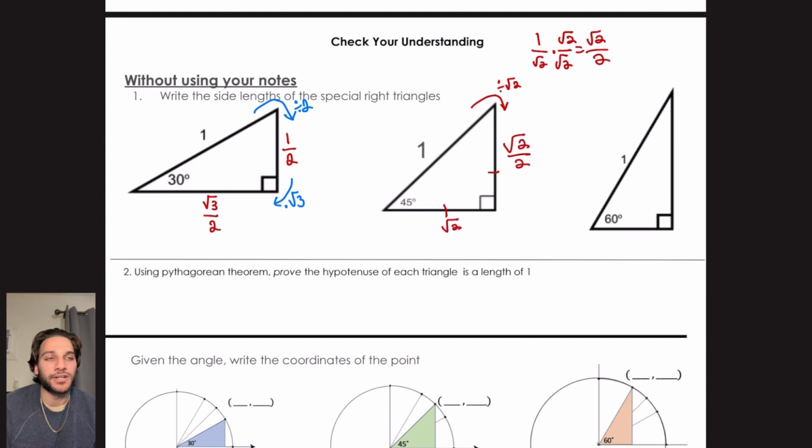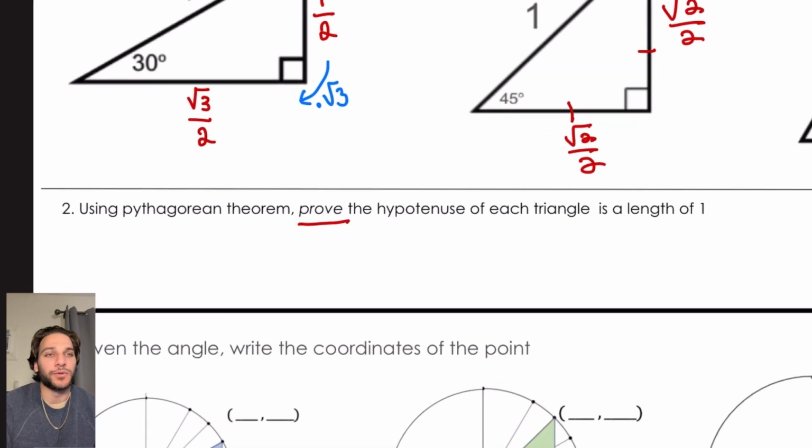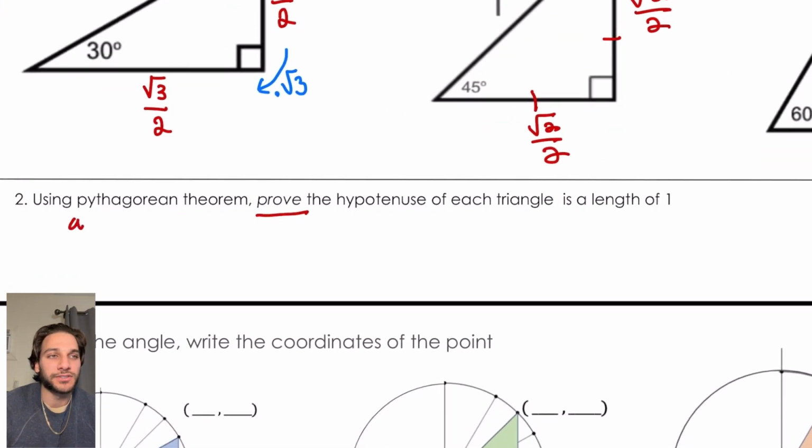And then for my last triangle, I know this is the same as the other triangle, so I just have to put the measurements in the right place now. So I'm going to have 1/2 and then root 3 over 2. All right, for number 2, we didn't actually do this, but it's just application type stuff. So we want to prove that the hypotenuse of each triangle is a length of 1. So we're going to use the Pythagorean theorem.